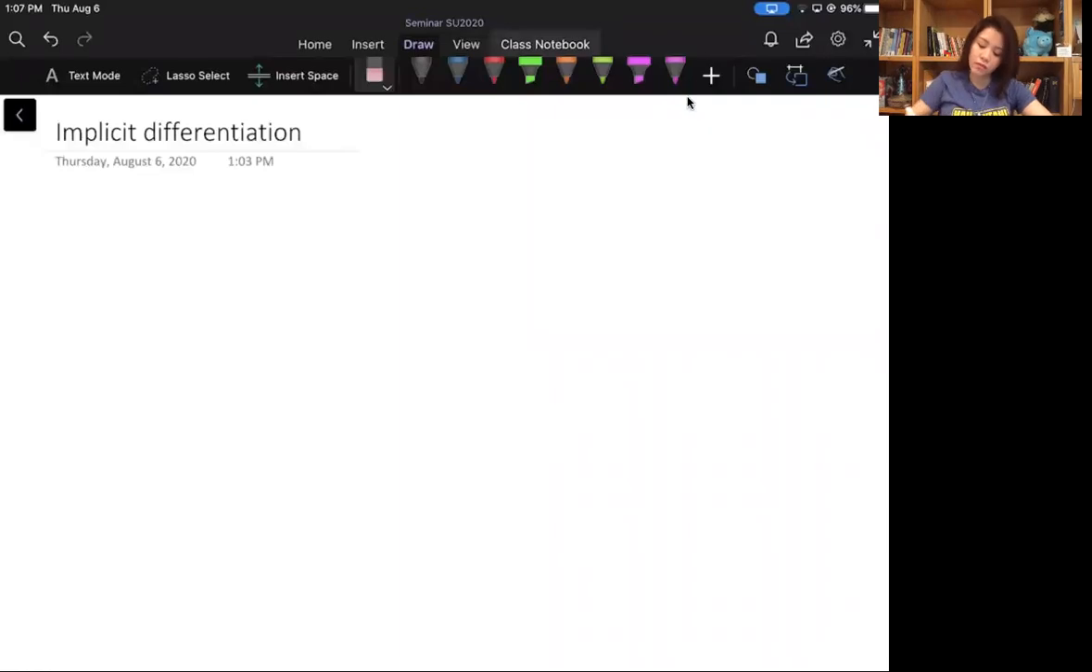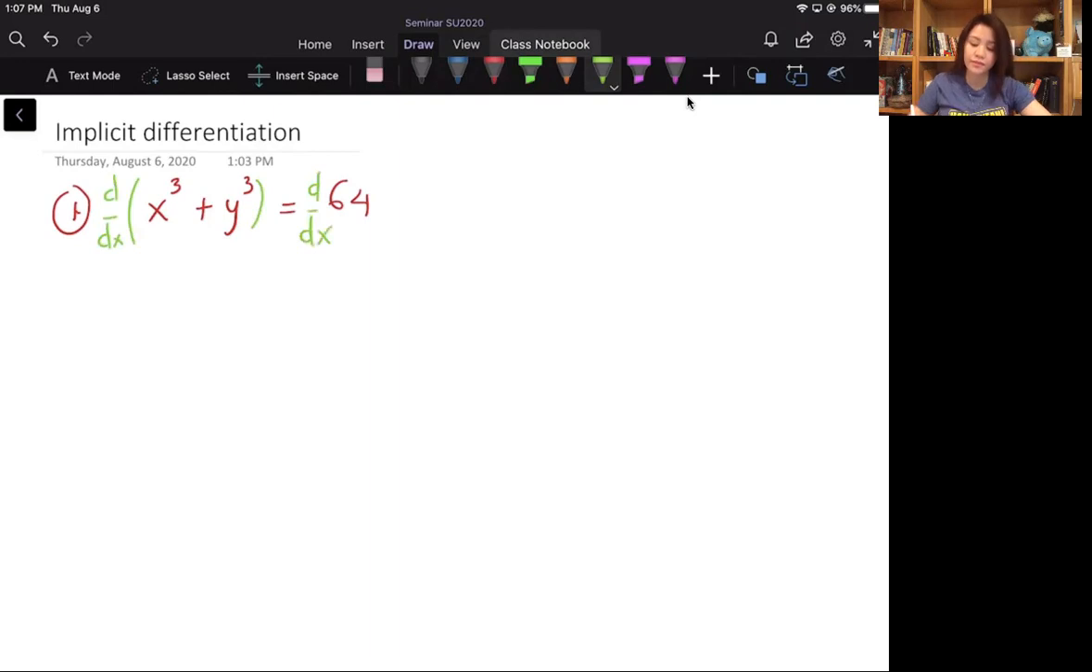Hi, in this video today, we're going to talk about some examples of how to do implicit differentiation. Example 1: suppose I have x cubed plus y cubed equal 64. The first step is to differentiate both sides with respect to x. So d/dx, d/dx.